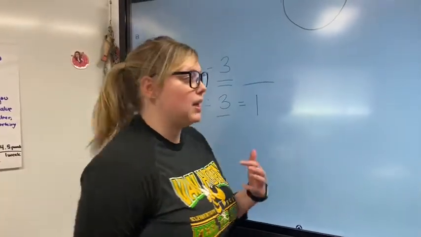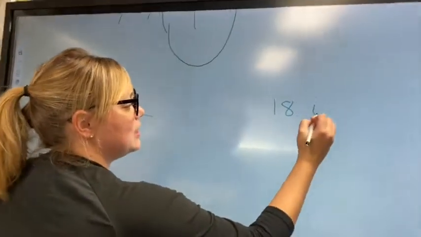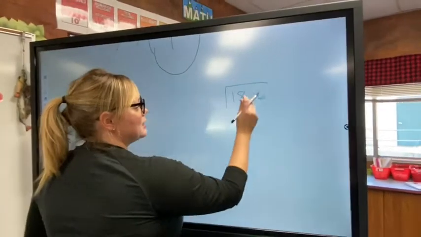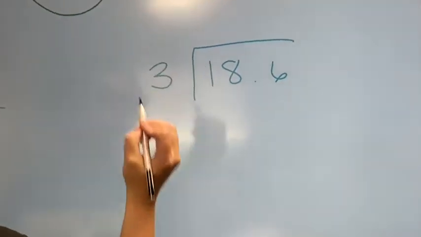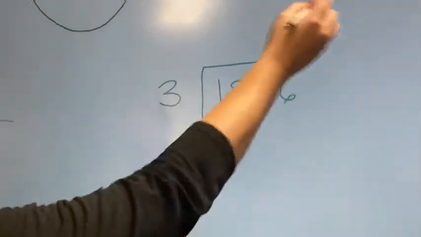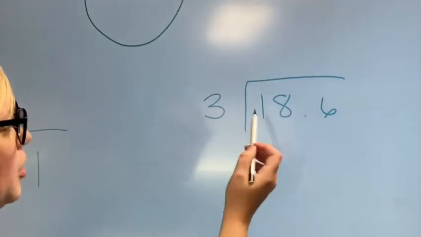I can't do that in my head. If you can, way to be a rock star. I can't either, so you're awesome if you can. Yeah, 18.6 divided by 3, it's under the stage, 3 is in the crowd. We have to find out who's the superstar, right? So can 3 go into 1?